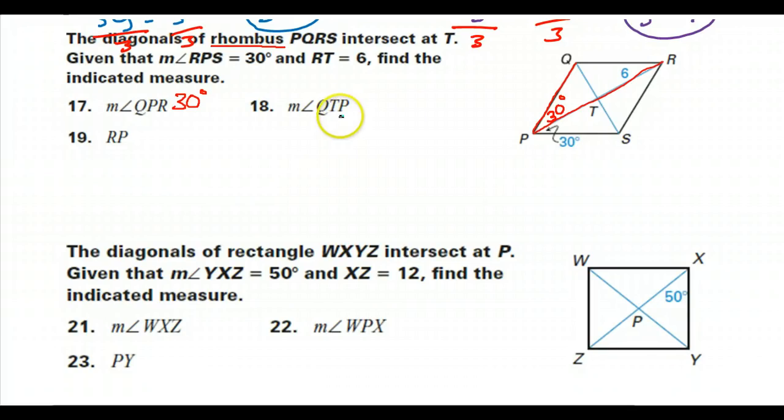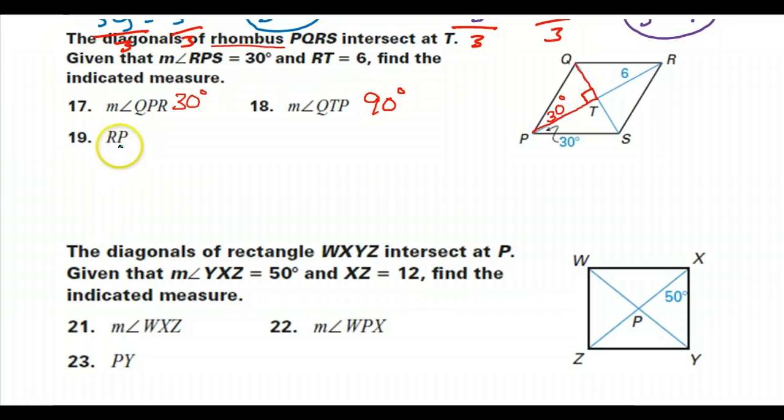We're also supposed to find angle QTP. Angle QTP is this angle right here, Q to T to P. So the red angle I just drew is angle QTP. One of the properties of a rhombus is that the diagonals are perpendicular. So QTP has got to be 90 degrees.